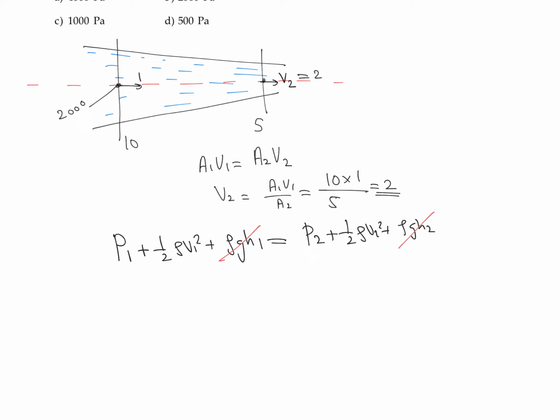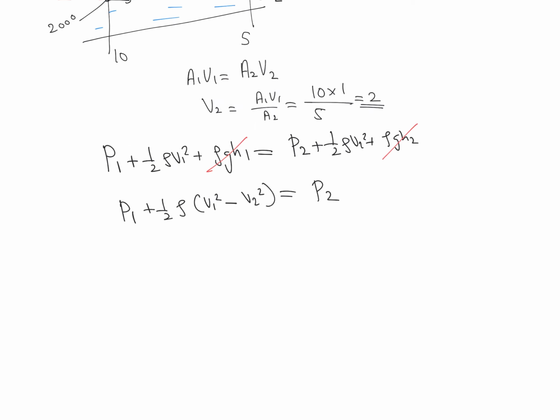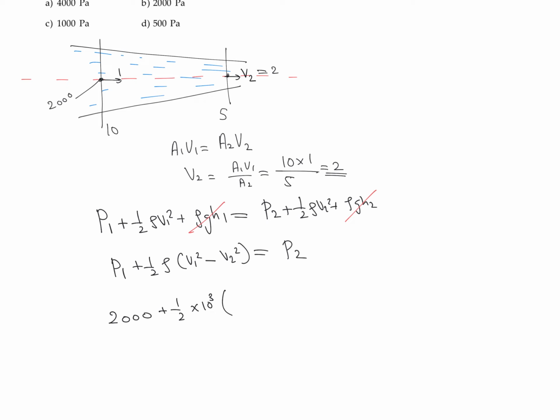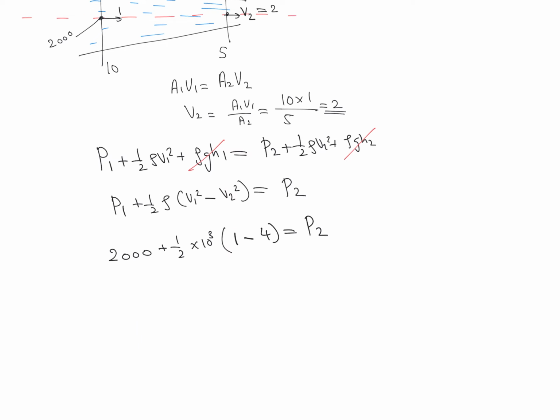Then our aim is to find out the value of pressure at point 2. So we can take it as P1 plus half into rho into V1 square minus half rho V2 square is equal to the pressure at point 2. Now we can just substitute the values. P1 is given as 2000 plus half into the density of water, which we can take as 10 raised to 3, and V1 is given as 1, so it is 1 square, which is 1, minus V2 which is 2 square, which we can take as 4, will be the value of P2.